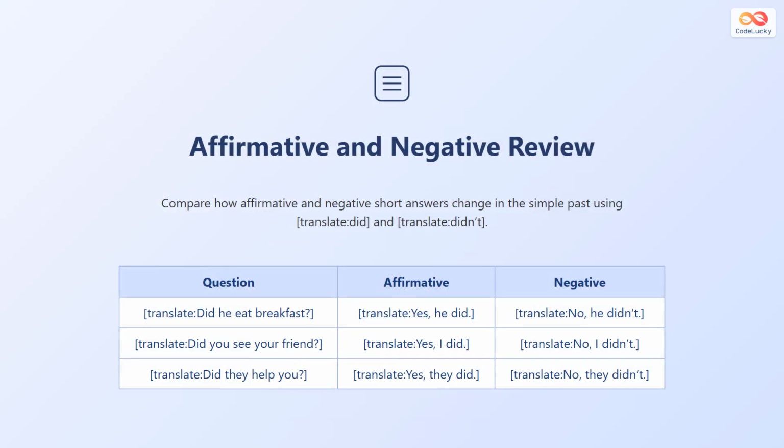In affirmative short answers, we use yes followed by the subject and did. In negative short answers, we use no followed by the subject and did not. For example, "Did he eat breakfast?" "Yes, he did," or "No, he did not." "Did they help you?" "Yes, they did," or "No, they did not."